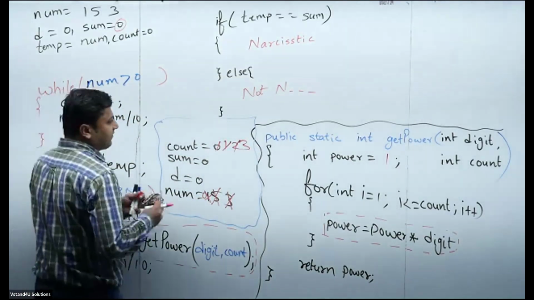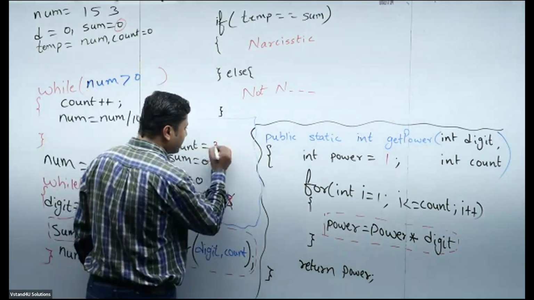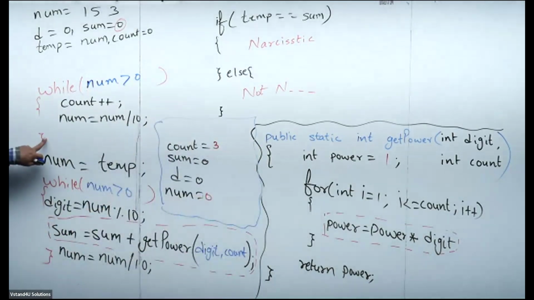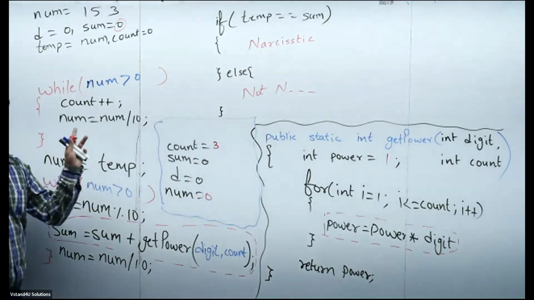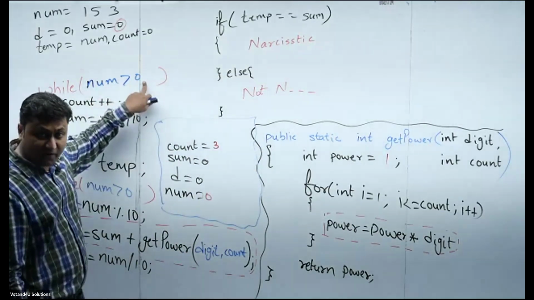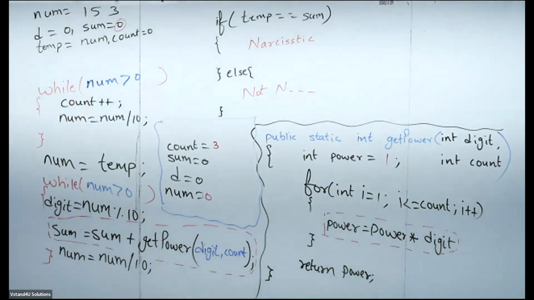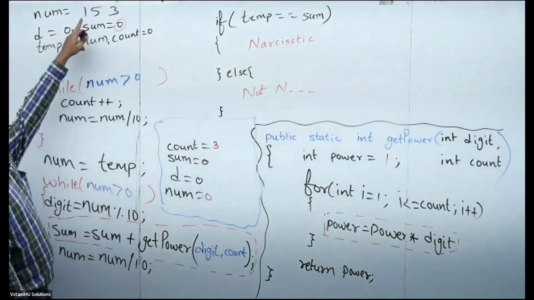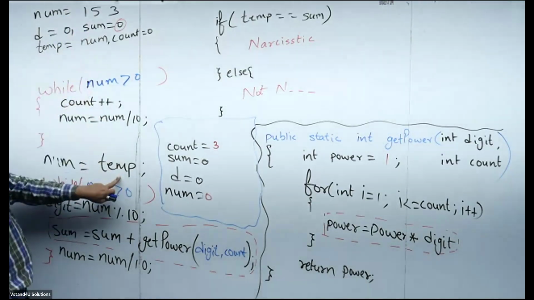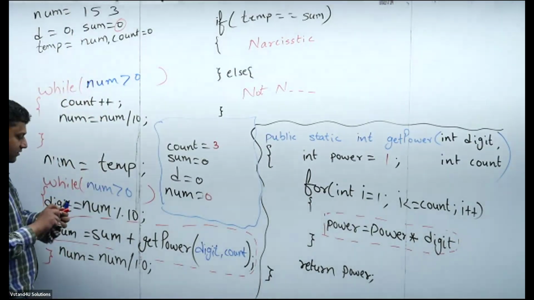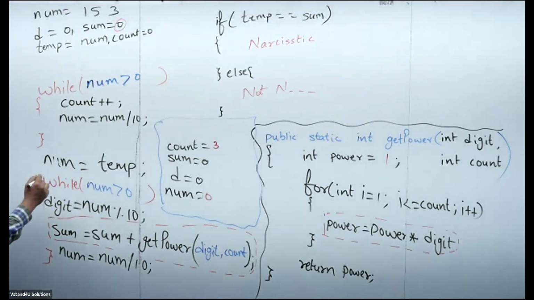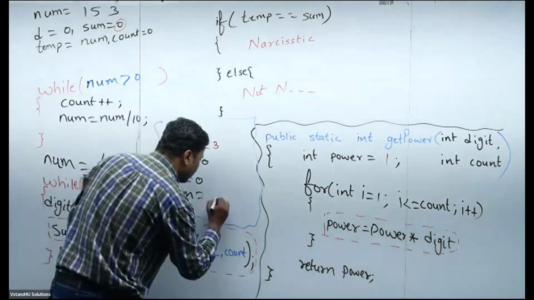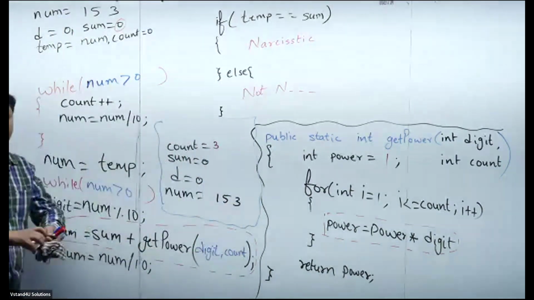Now when I step out, what is the value of count? 3. Count value is 3 after I step out of the while loop. Only when will I step out of the while loop? When num is not greater than 0. If I step out of the while loop, that means num already became 0. Agree? Yes, sir. Okay. Now if I step out, first thing, take the value that I stored in temp back into the num. Am I correct? Yes, sir. So num must be initialized back with 153. Agree? What is the value there? 153.